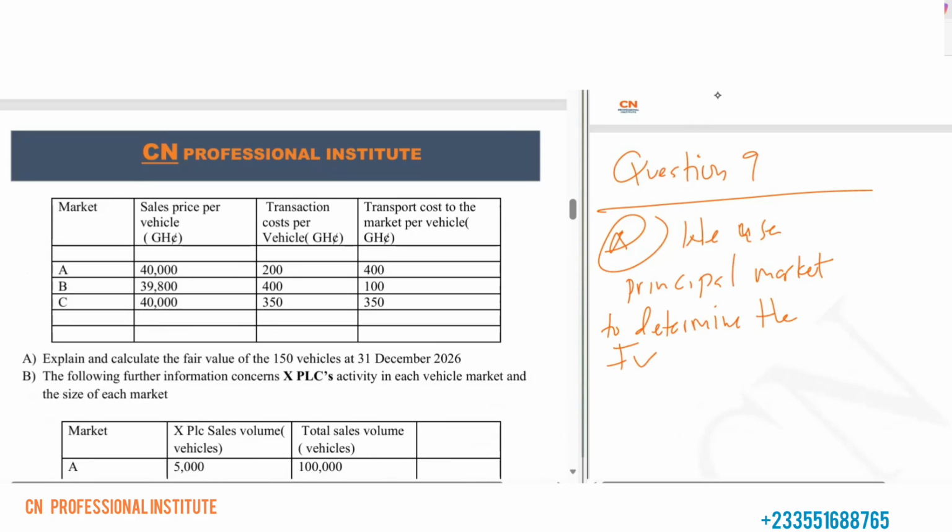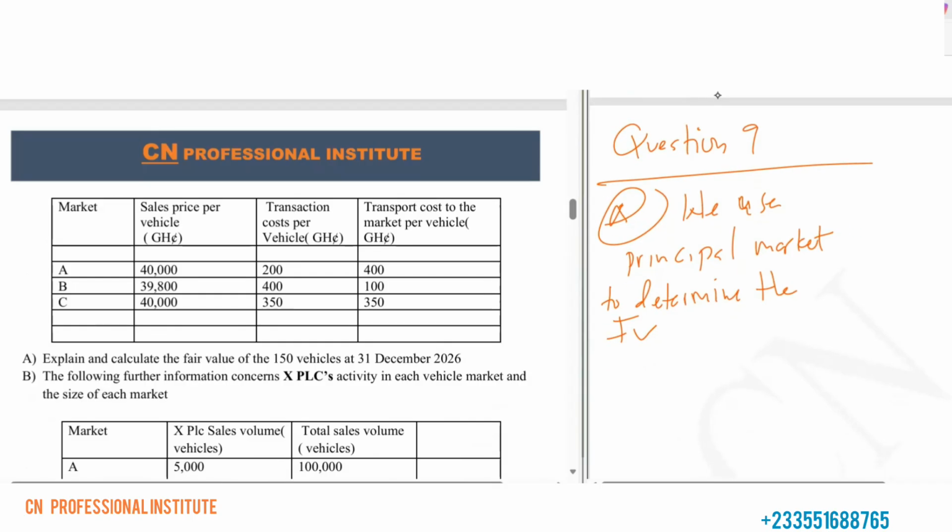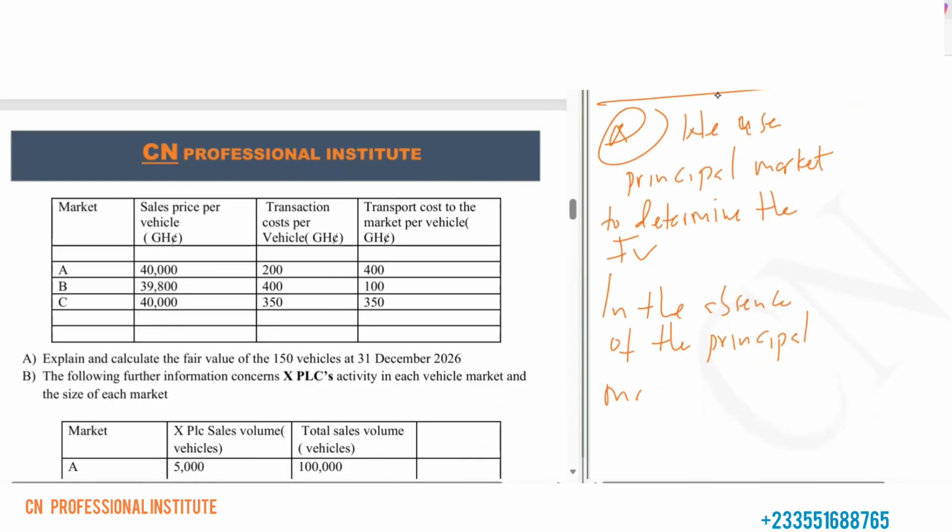Why? Because there's a presumption that the principal market is the one in which the entity will normally transact when entering into a transaction to sell the asset or transfer the liability. So we use the principal market to determine the fair value, and in the absence of the principal market, we use the most advantageous market.